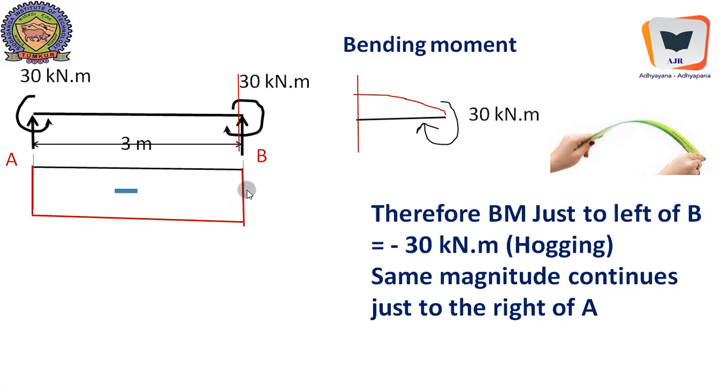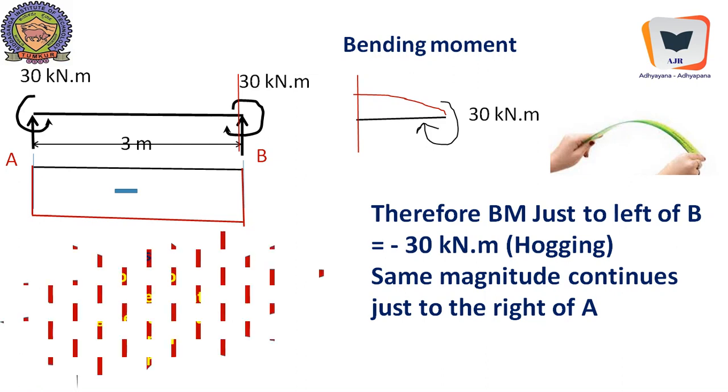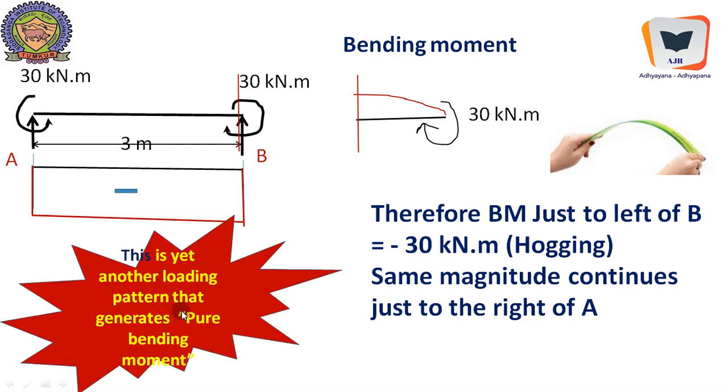Therefore, in such a case, if we apply a clockwise moment and an anti-clockwise moment at either end, such a beam doesn't need a vertical support, because it is going to stay in equilibrium just by sheer application of the moments. But anyway, it will also subject the beam to pure bending moment. Pure bending moment is a uniform bending moment always, where shear force is 0. This is yet another loading pattern that generates pure bending moment.